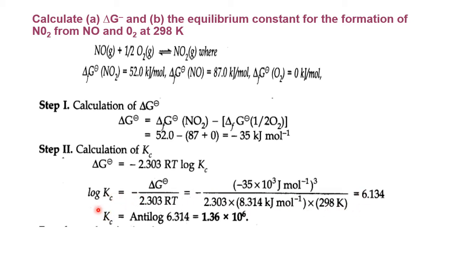What is Kc? When log goes from one side to the other side, it becomes anti-log. These are all log theorems. If you understood the log chapter, you will have an idea. So if log transfers from one end to the other end, it becomes anti-log. Therefore, Kc equal to anti-log of 6.134. You have to see the anti-log from the log tables. Then that becomes, in scientific notation, 1.36 into 10 to the power 6. This is the Kc value.